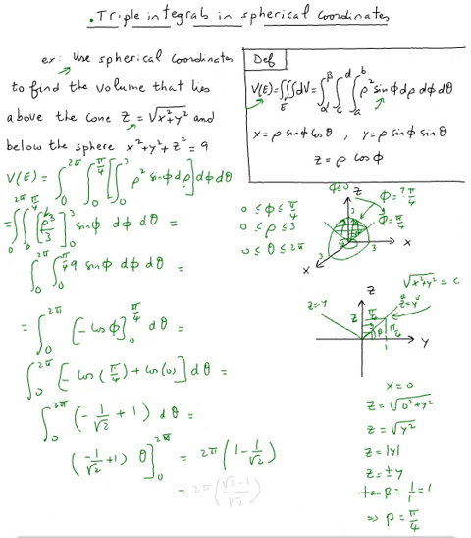Let's rewrite this a little bit. So that would be 9 times (1 minus 1 over square root of 2) times 2 pi. And that's it for this example.